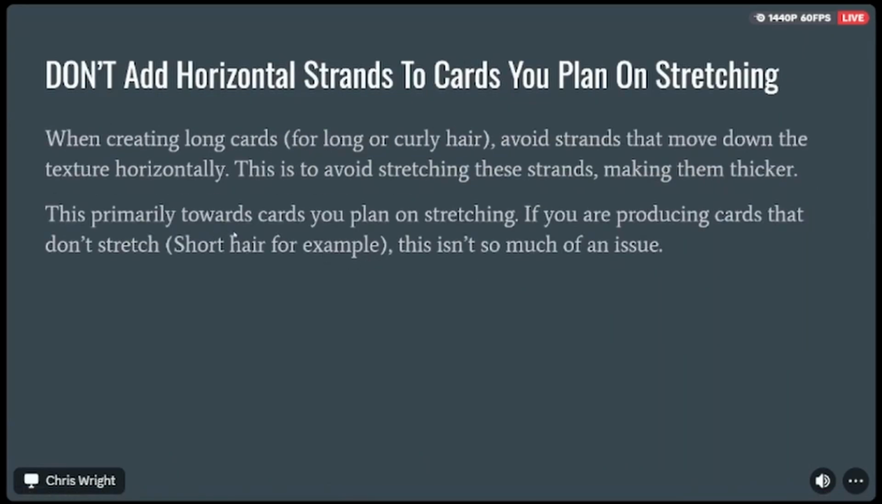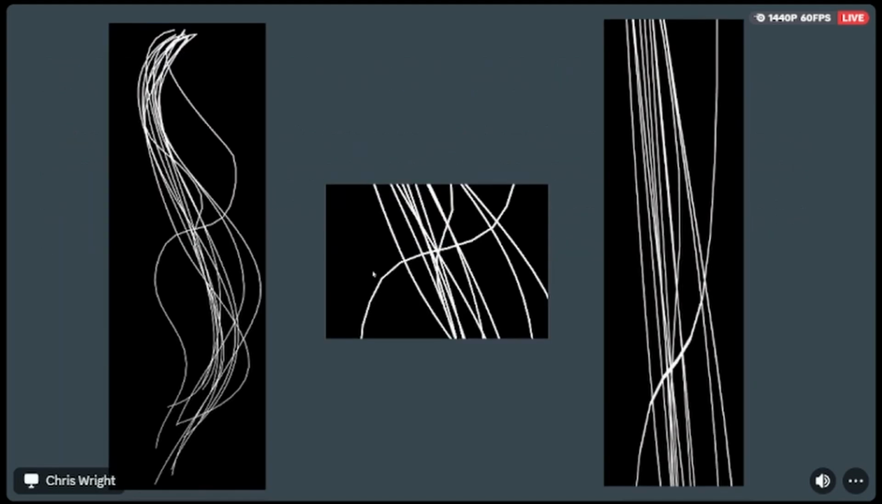The one thing that I see quite a lot of is horizontal strands in cards. So I have an example of this, but let's say you're making long or curly hair, you're going to be stretching the cards. So having horizontal strands will mess up the thickness. So here's an example. This is a card, this is basically a flyaway-esque tier 3, and it's got this big flyaway going through the middle of it. And this is a close-up. And it looks fine from here. If you weren't going to stretch this, then it's perfectly fine.